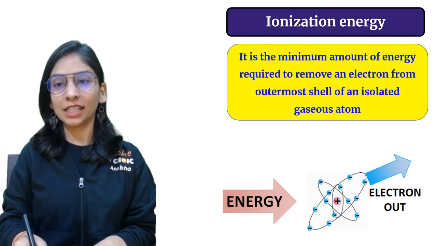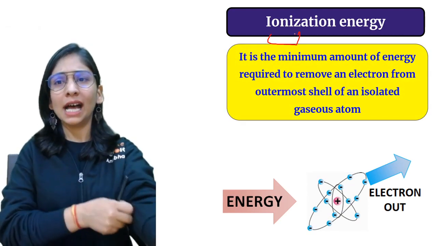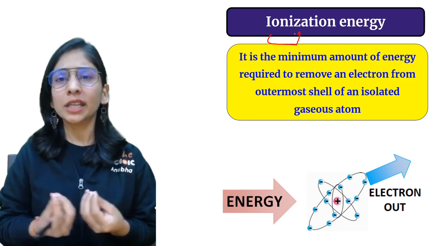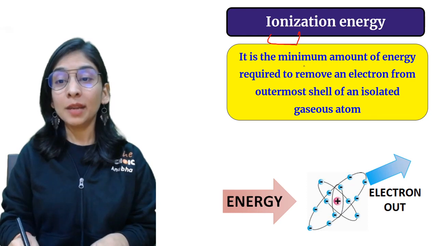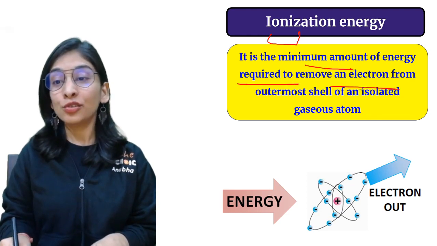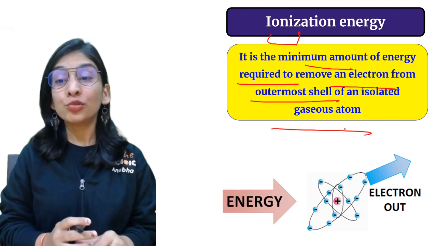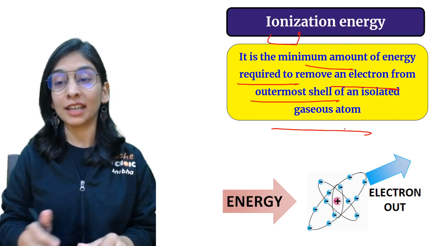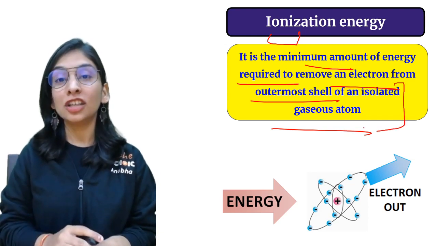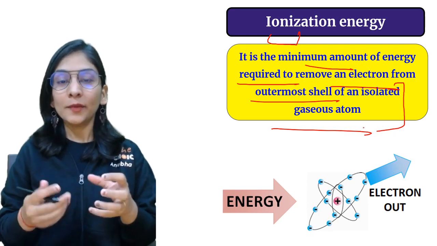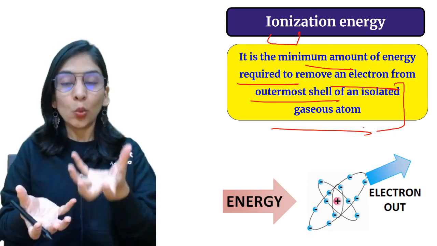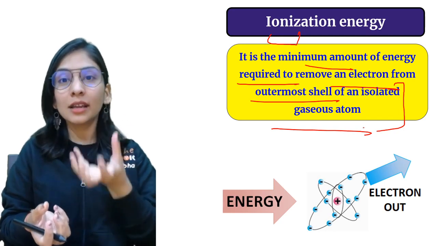Let's talk about this factor, which is very much important. That is ionization energy. The name is giving you some idea. Ionization energy: converting into ions. And here we're talking about the positive one. So that's the minimum amount of energy required to remove an electron from the outermost shell of an isolated gaseous atom. Why is this term important, isolated gaseous atom? Because first, we need to observe the amount of energy released for a single atom.